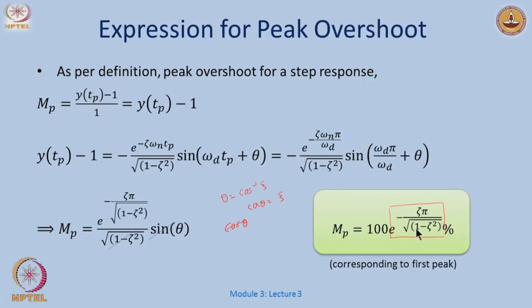Okay, some properties of this one. What are the limiting cases here? If we go from say zeta equal to 0, when there is no damping, what we would expect is that Mp would be the highest.